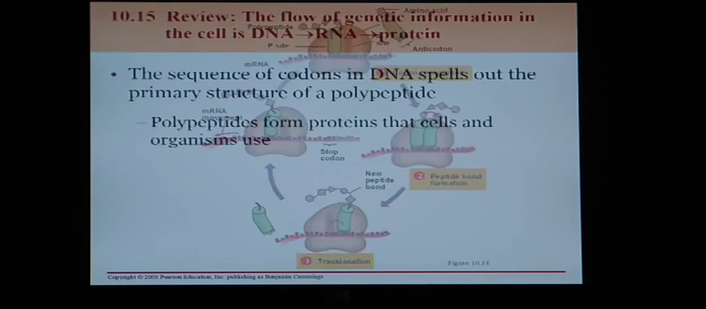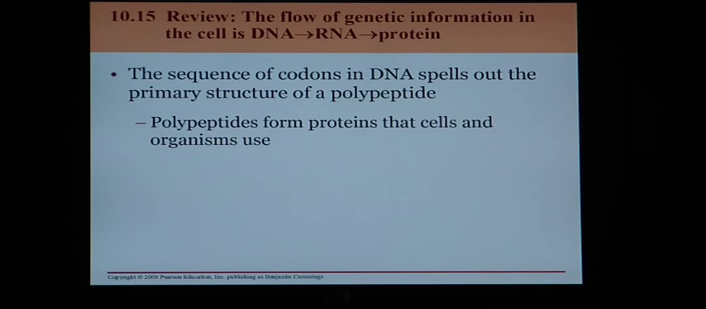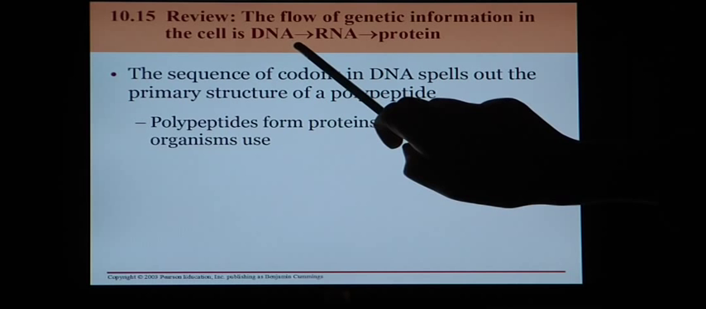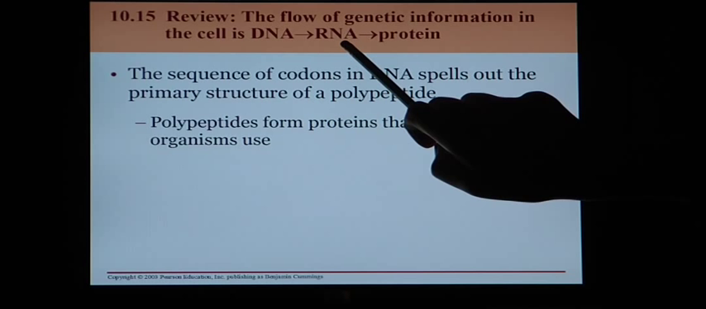So the sequence of codons in DNA will spell out the primary structure of a polypeptide, which is why we use the DNA in the first place to get the instructions. Polypeptides form proteins that cells and organisms use to incorporate into the body. So this review shows that we got the instructions from the DNA, we made messenger RNA with it, and we used transfer and messenger RNA along with the ribosome to create a protein. This concludes chapter 10.